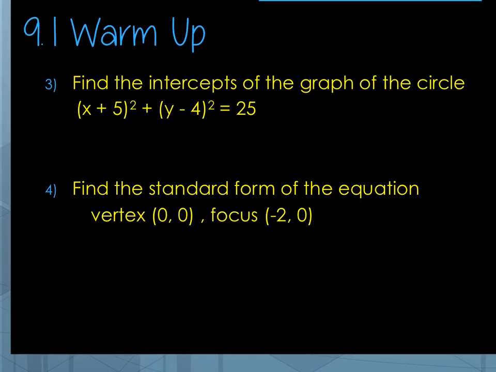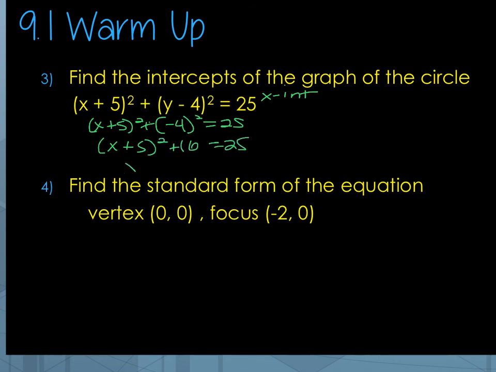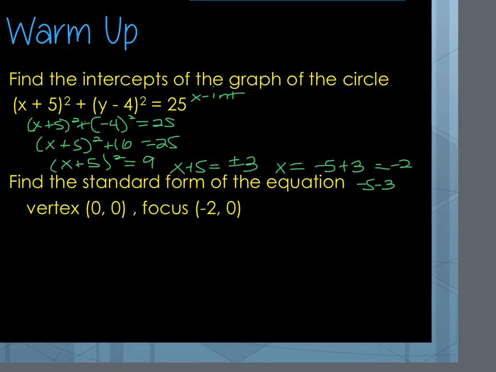All right, find the intercepts of the graph of the circle. So we talked about yesterday that finding the intercepts of a circle is the same way as finding everything else. If I want to find the x-intercepts, I'm going to plug 0 in for y. So I'd get x plus 5 squared plus negative 4 squared equals 25. X plus 5 squared plus 16 equals 25. X plus 5 squared equals 9. X plus 5 equals plus and minus the square root of 9, which is plus and minus 3. So I get negative 5 plus 3 and negative 5 minus 3, which is negative 2 and negative 8.